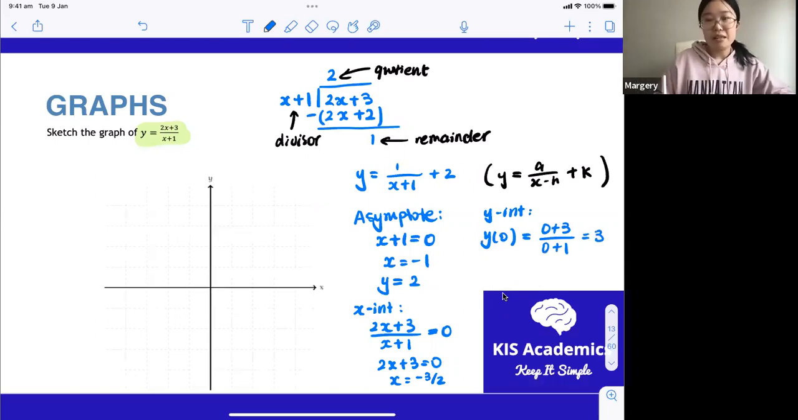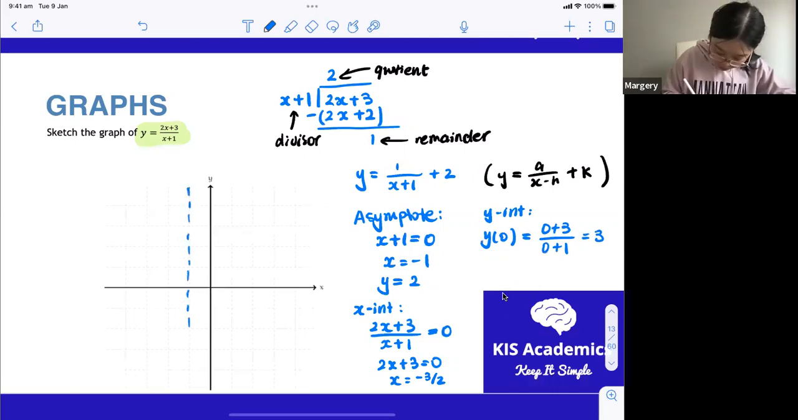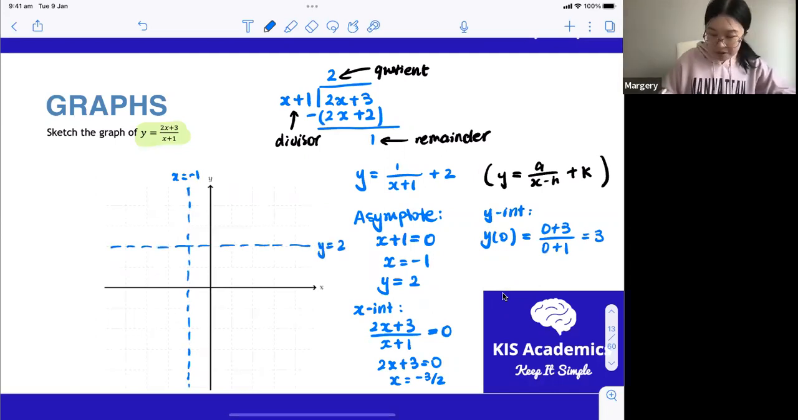Once I've found the asymptotes and the intercepts, I would now plot that onto my axes. So in dotted lines, we draw in our asymptotes: x is equal to minus 1 and y is equal to 2. I know that I've got a positive hyperbola in the sense that I don't have a negative sign in front, so it'll be a graph that will look something like this. It'll be the top right and the bottom left sections of the graph.